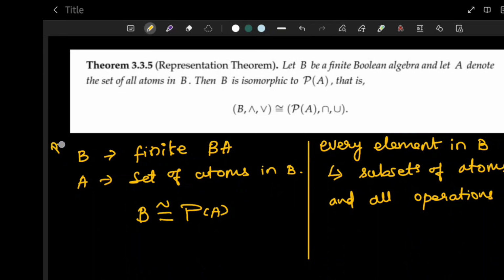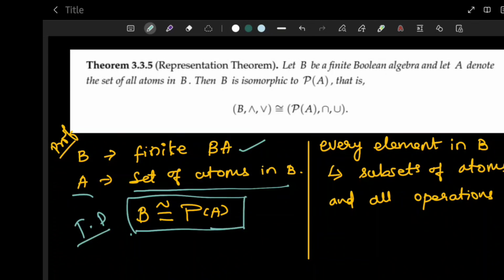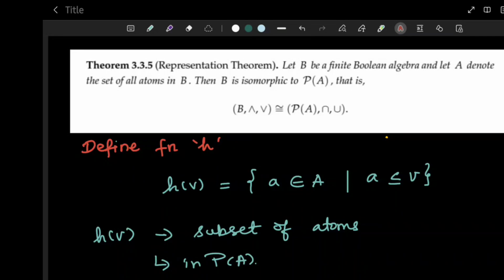Let's see the proof of the theorem. Let B be a finite Boolean algebra and A be the set of atoms in B. We want to prove that B is isomorphic to the power set of A. That means every element in B behaves like a subset of atoms, and all operations like and, or, and not are preserved. I hope you understand. Now we are about to see the proof of this theorem, so don't skip the video.